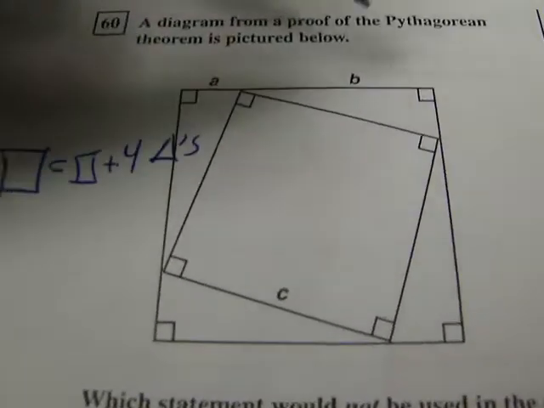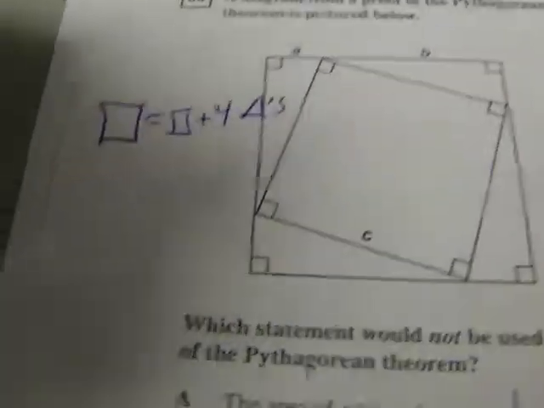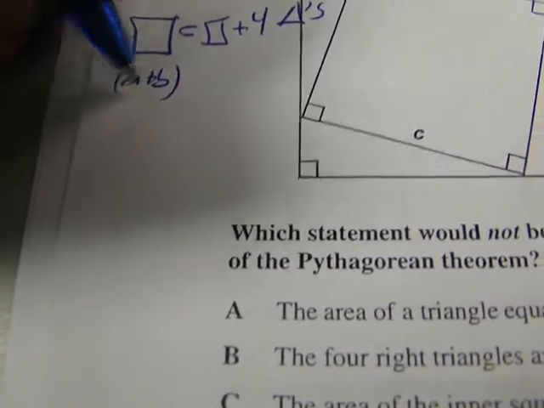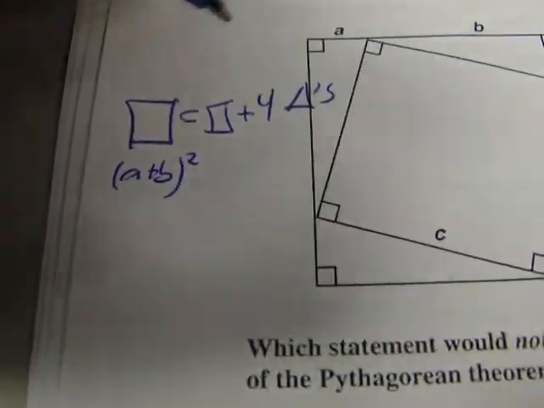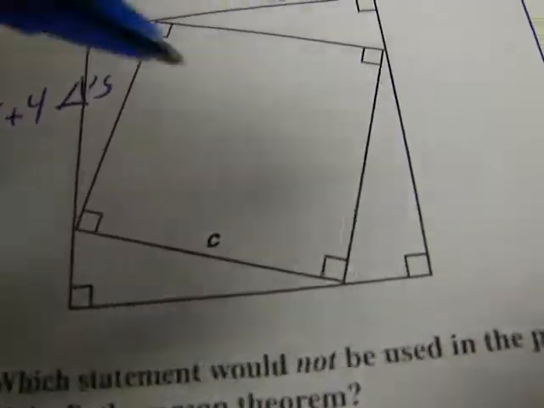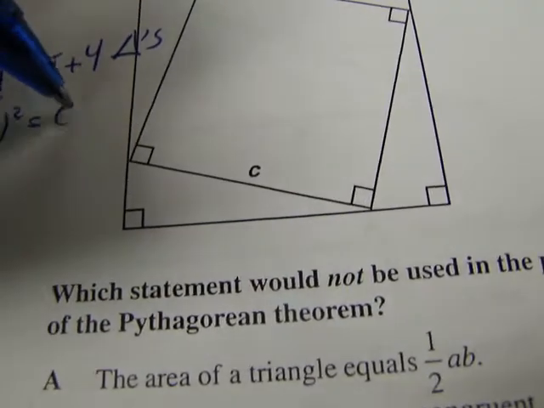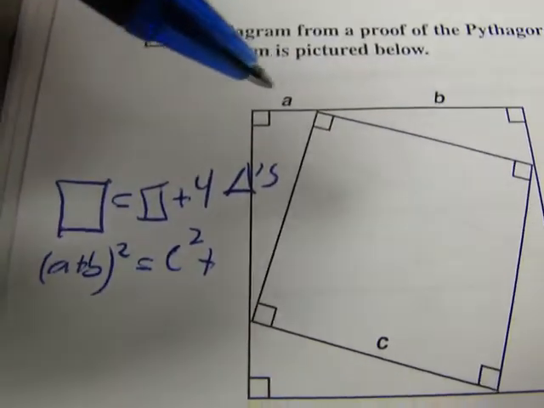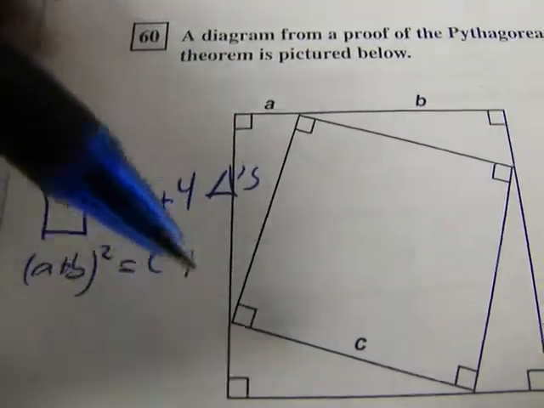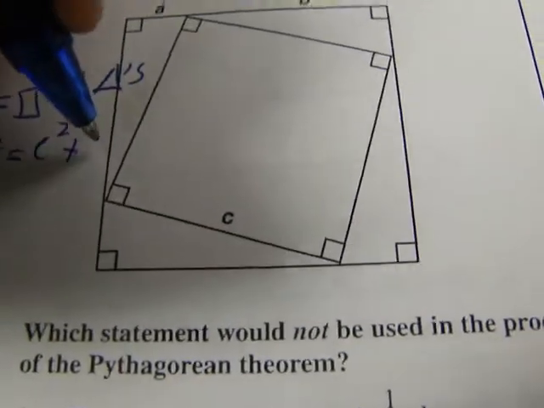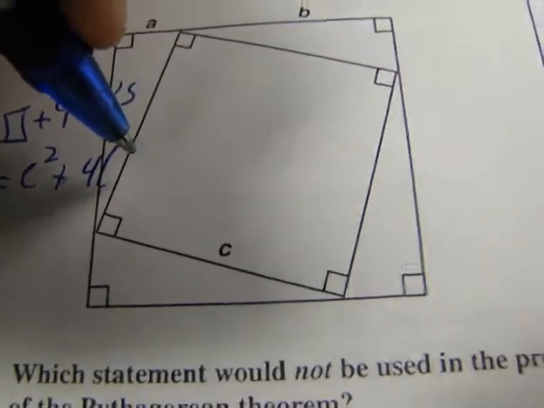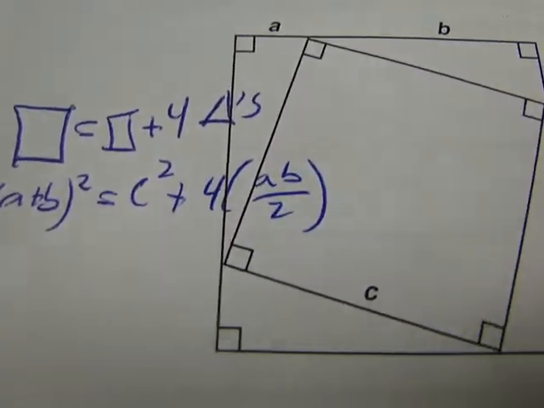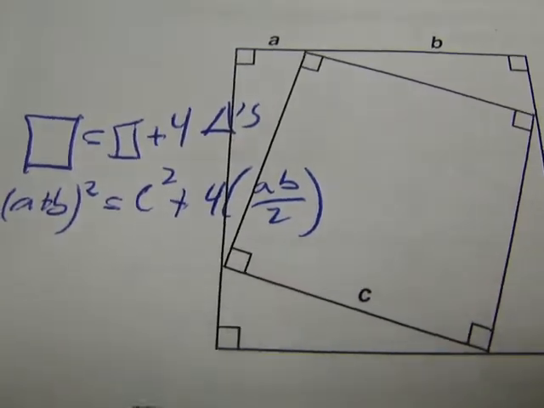The side length of the big square is a plus b. So that's going to be (a plus b) squared. That's the big square. It is equal to the small square, whose side length is c. So that's going to be c squared plus the four triangles. And the triangles have one side that is a, one side that is b. Therefore, it's going to be four of them times ab over 2. The reason it's ab over 2 is because it's base times height divided by 2.